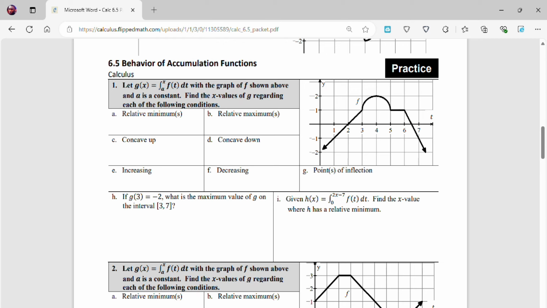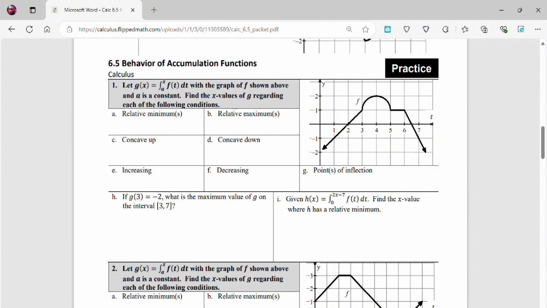This is lesson 5 of unit 6, behavior of accumulation functions. So let's recall, if a function has a relative minimum, then that means that its derivative has to equal 0, right? We have to have our critical points, and the critical points from the left, it goes from negative, and to the right, it goes positive.